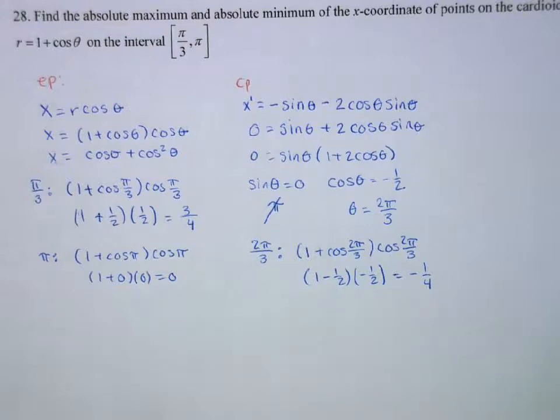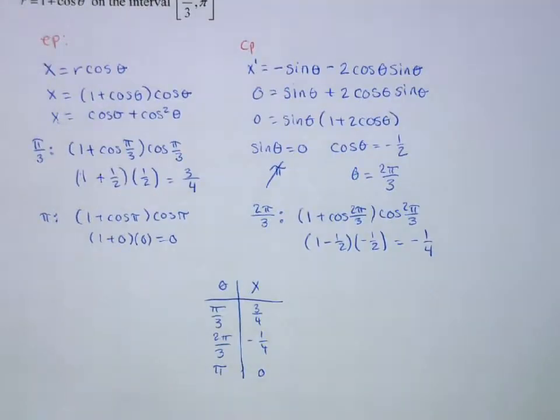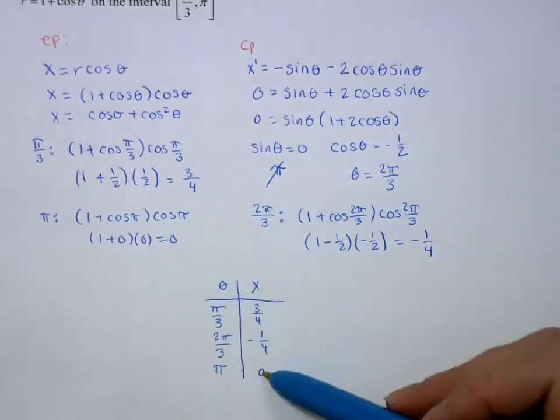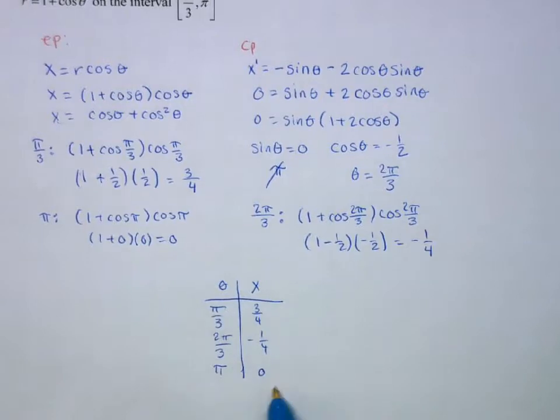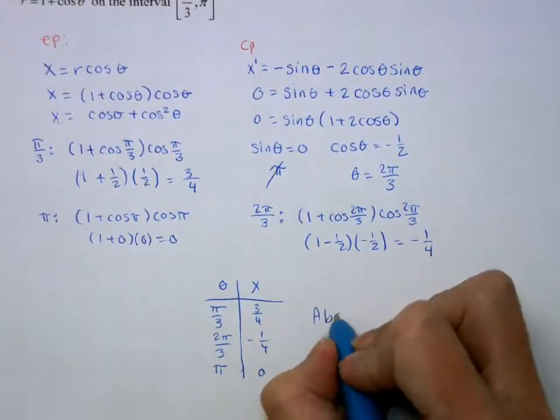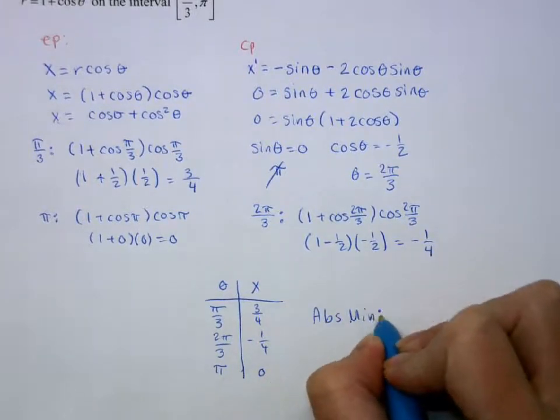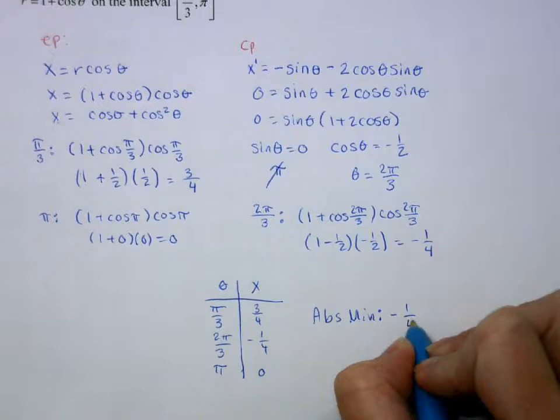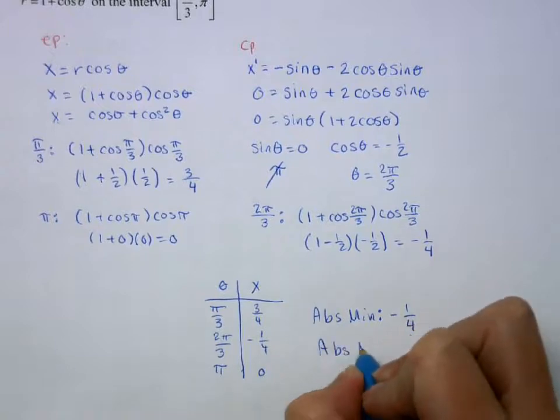So you can put that information in a chart if you want to. So our 3 candidates are these 3. We want to know what the absolute max and absolute min is. So according to my chart, my absolute minimum on this specific interval is negative 1 fourth. My absolute maximum on this interval is 3 fourths.